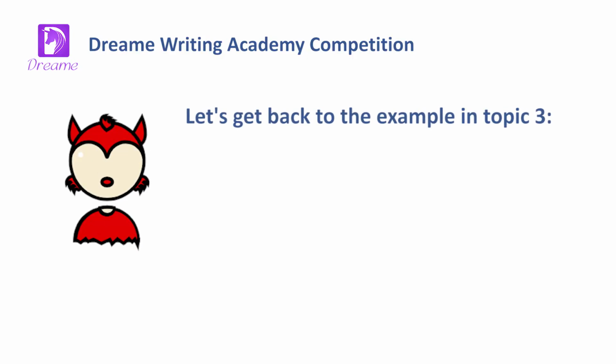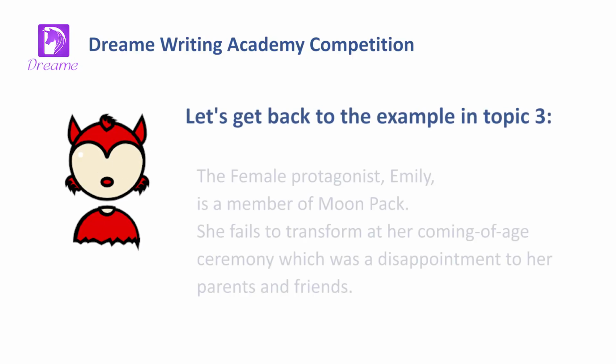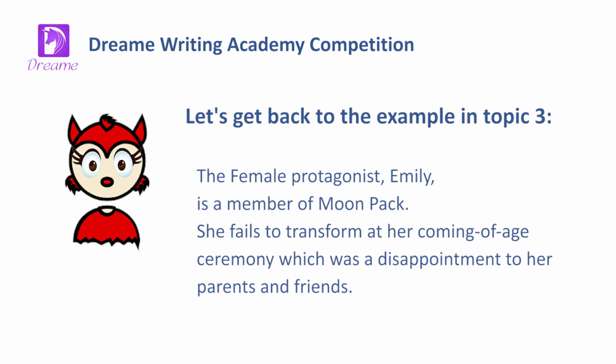Let's get back to the example in topic 3. The female protagonist, Emily, is a member of Moonpack. She fails to transform at her coming-of-age ceremony, which was a disappointment to her parents and friends. We can look at Emily's failure to transform and continue designing our synopsis.